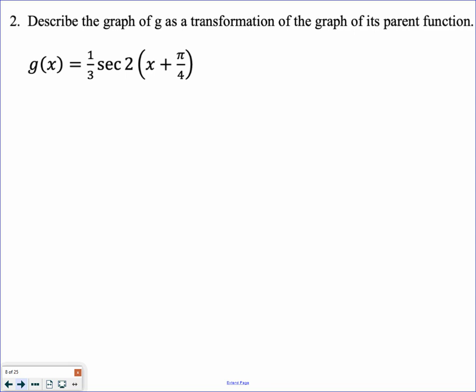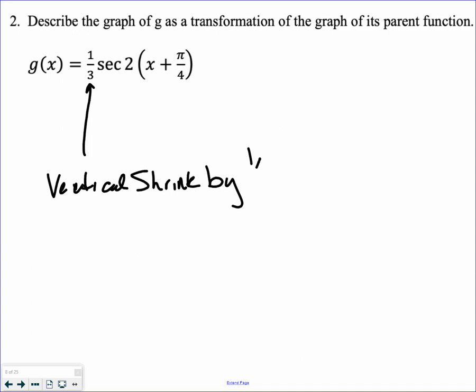Describe. Now, we really didn't do much of this when we did the other videos, and I'm not sure why. Again, this is something that we probably need to tweak in the future, but again, describing the transformation. Anything that's multiplied in front is a vertical stretch or shrink. So in this case, it's a vertical shrink by a third.